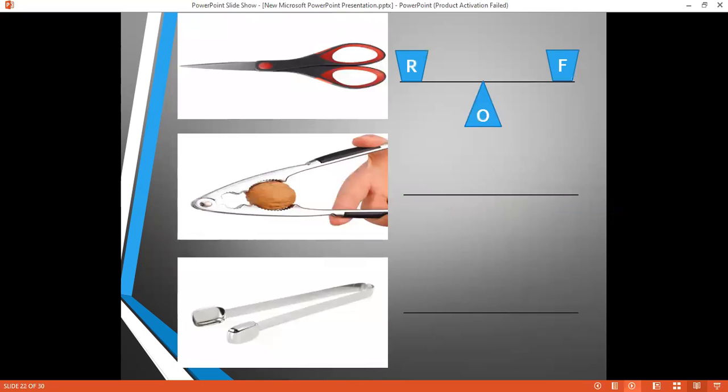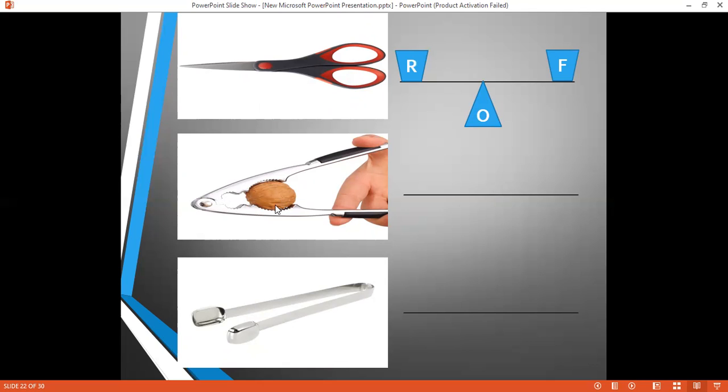I hope so. As you can see from the first picture, it's scissors. If I ask you about the type of lever, I have to determine the position of the structure of the lever. Here is the fulcrum. So fulcrum at the middle, so it will be first class lever. That's right.